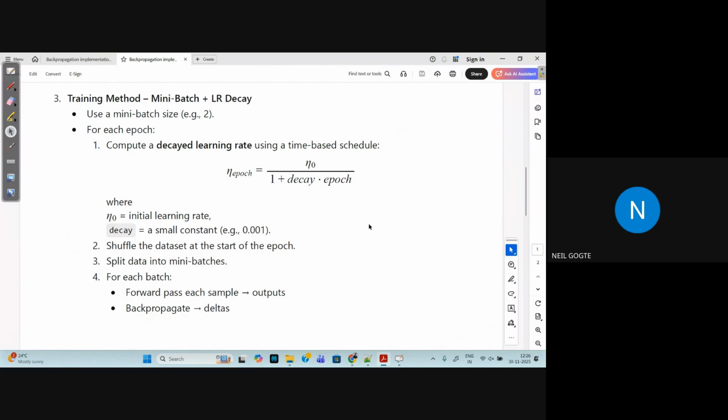The learning rate for a particular epoch is the original learning rate divided by 1 plus decay, where decay is some small number, 0.001, times the epoch. Epoch is which epoch we are running on. As the epochs increase, this number continues to grow, and the overall learning rate which I'm going to use in my equation goes on reducing. As epochs go on increasing, the learning rate keeps reducing.